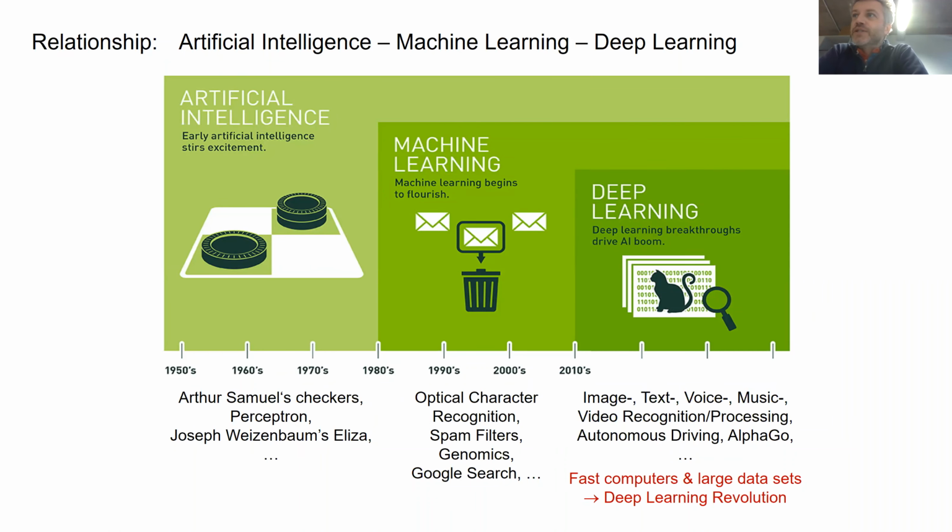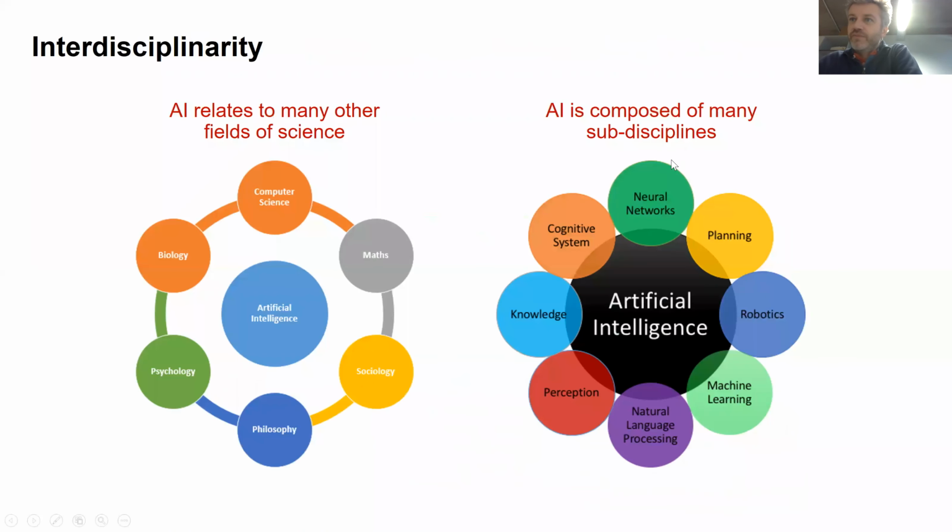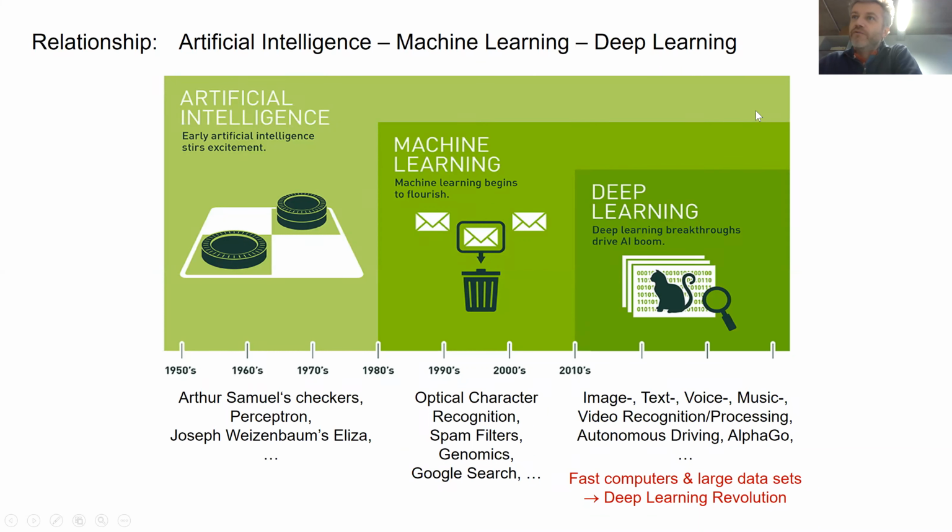And where we have a focus here in Linz would be machine learning and neural networks. So artificial intelligence is this broad interdisciplinary discipline, which dates back already to the 1950s when Arthur Samuel had two PCs play checkers against each other. Perceptron was the first artificial neuron. Joseph Weizenbaum's ELIZA was a kind of rudimentary chatbot. And as I just told you, we have subdisciplines, and a very powerful subdiscipline is machine learning. It came up in the 1980s and was able to perform optical character recognition, the spam filters, genomics, and also the first Google search. They all are machine learning techniques.